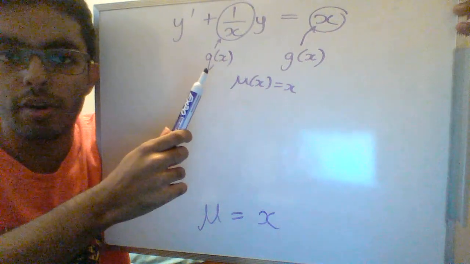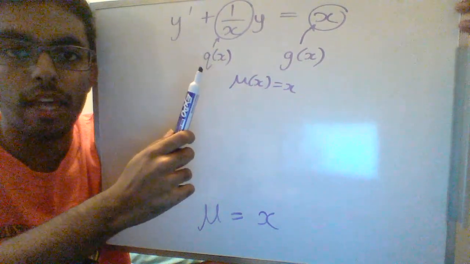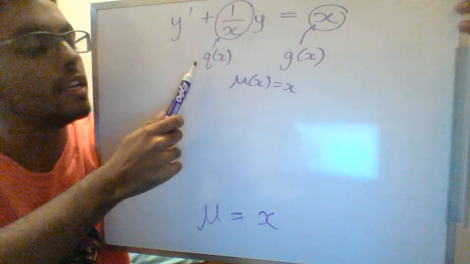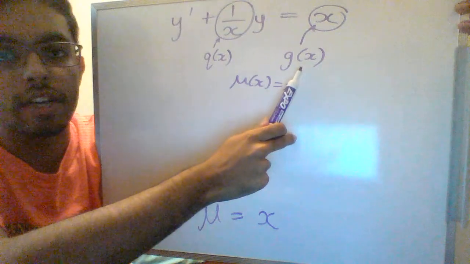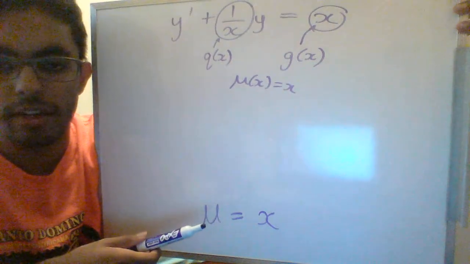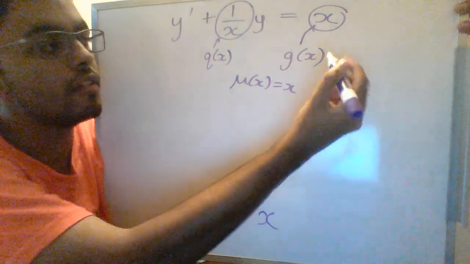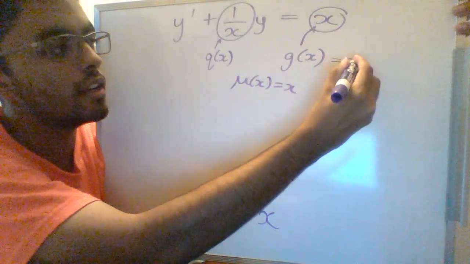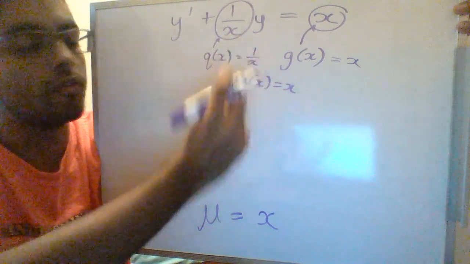We know from our standard form of linear DE that this 1 over x bit is q of x, and this x over here is g of x. And we also just calculated a minute ago that mu of x is also x. So g of x is equal to x, and mu of x is equal to x, and q of x is equal to 1 over x.